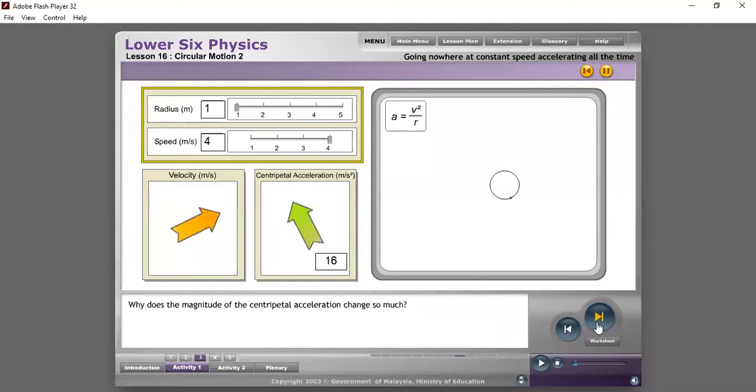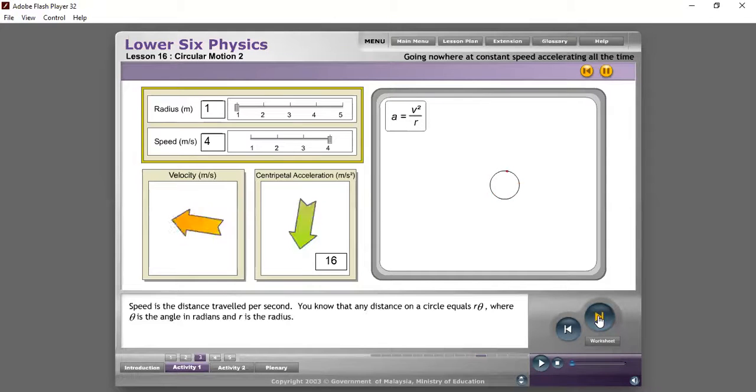Okay, we already tried. Why does the magnitude of the centripetal acceleration change so much? Answer: because it depends on the square of the speed. So the acceleration A is directly proportional to v squared, and A is inversely proportional to r.